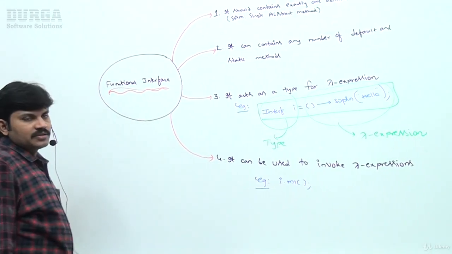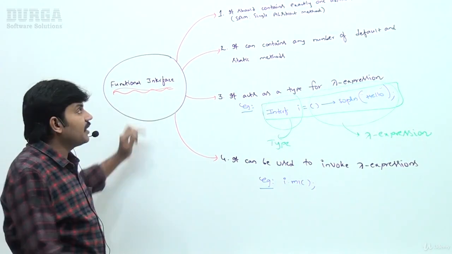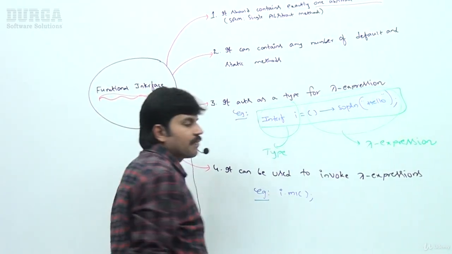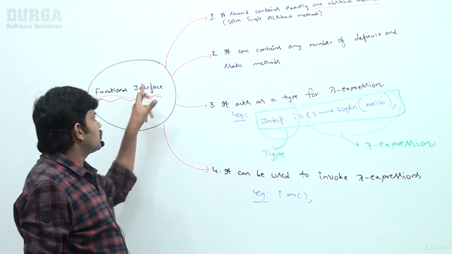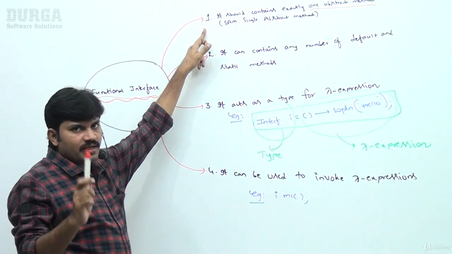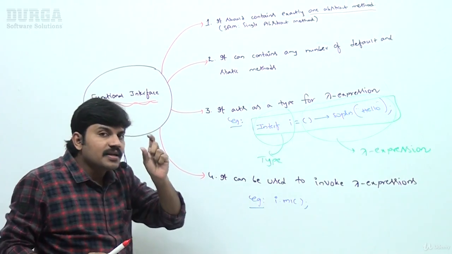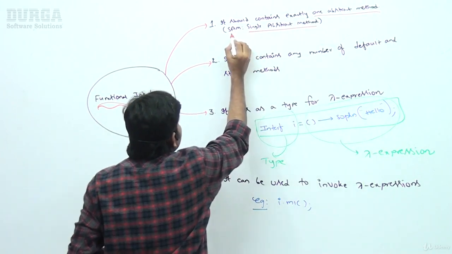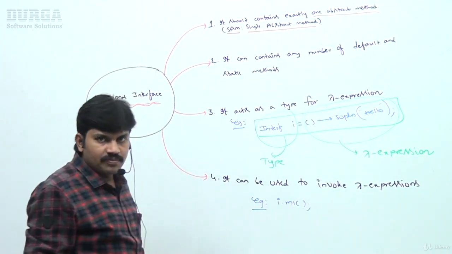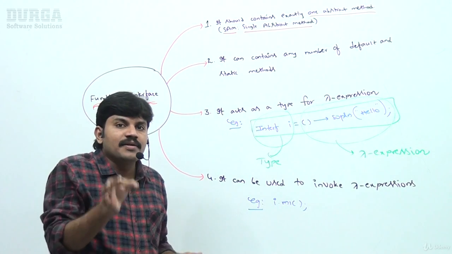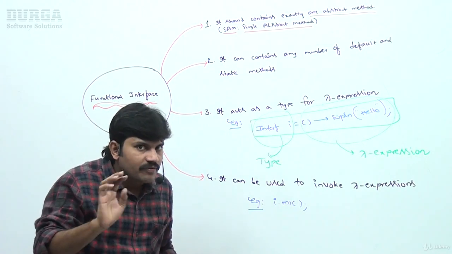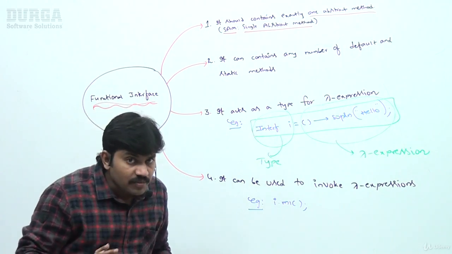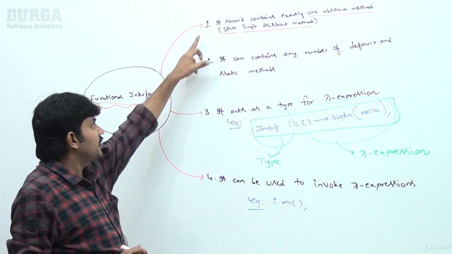Have you observed? Sir, a functional interface should contain exactly one abstract method. Exactly one abstract method is nothing but a single abstract method, which is also known as SAM. That's why a SAM interface is nothing but a functional interface. Single abstract method interface is nothing but what? Functional interface, right? Is that clear for all of you?